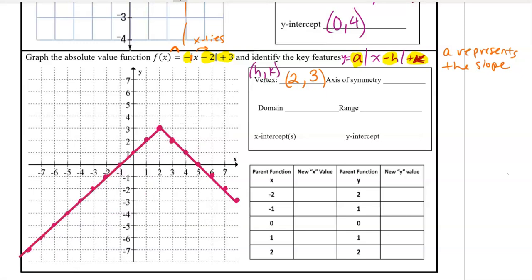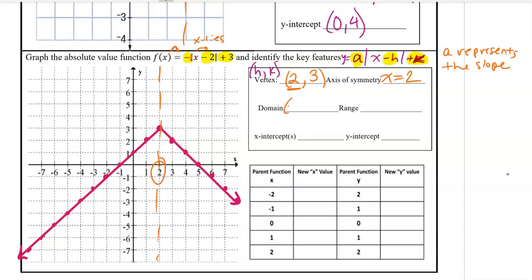There we go. All right, so we have our nice little absolute value graph right here. Now, to continue with our important key features, the axis of symmetry is going to go right through the vertex. We say x equals, and it's going through the number 2, so x equals 2. And something I talked about also was that the axis of symmetry will always be the x value of the vertex.